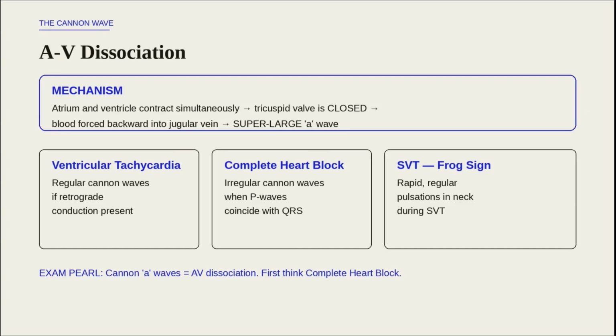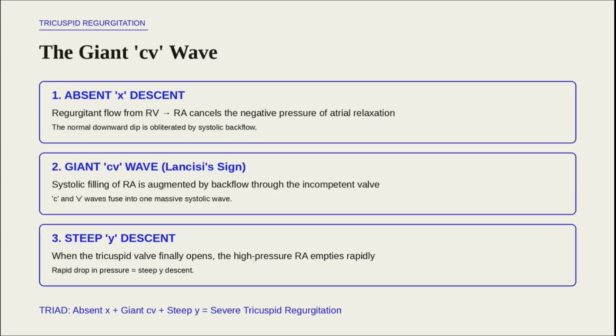Tricuspid regurgitation rewrites the JVP waveform in 3 dramatic ways. First, the X descent disappears, because regurgitant flow from the right ventricle back into the right atrium cancels the normal downward pressure drop. Second, the C and V waves fuse into a single giant CV wave. Systolic filling of the atrium is massively augmented by the backflow.